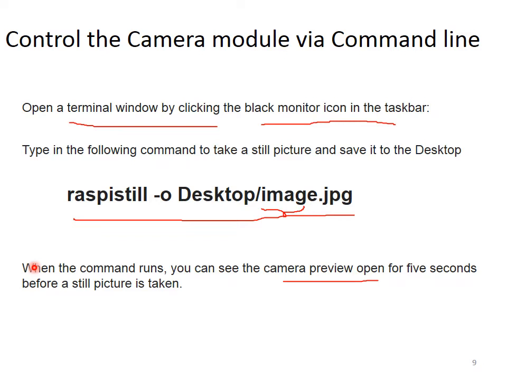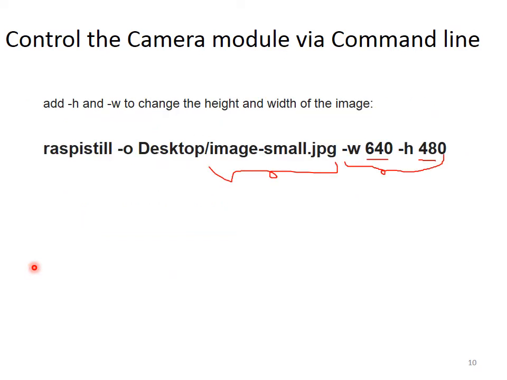Okay, so when you run this command, as I told, the camera preview will open. You can find it on your screen also, right? Your camera will remain on for up to 5 seconds. By means of that, the system will capture the image and it will be stored on the desktop of your Raspberry Pi. Fine.